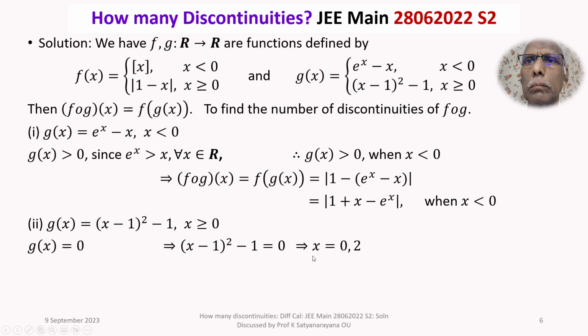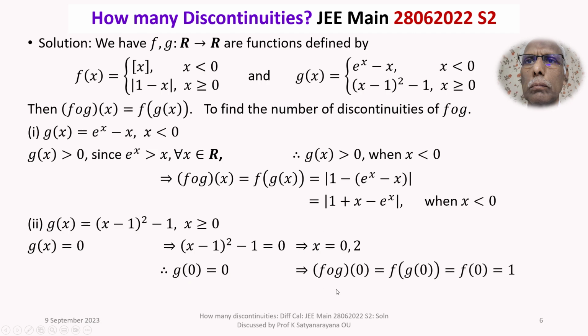Simplify, you will get x is equal to 0, comma 2. X is equal to 0 and x is equal to 2. So, what is this g of x? G of x is a continuous curve, x greater than or equal to 0. It crosses the x-axis at x is equal to 0 and x is equal to 2. So, g of 0 is 0.